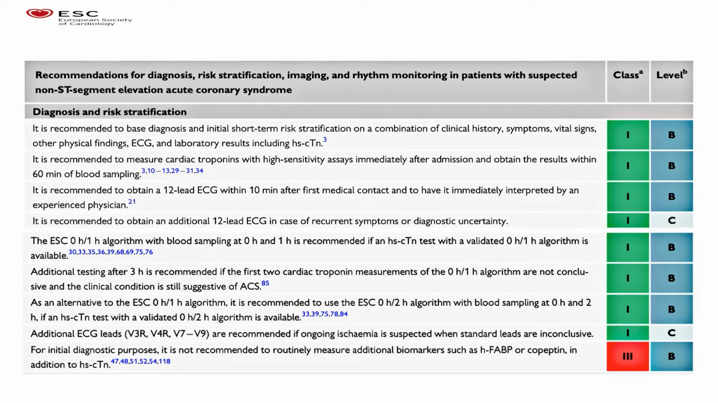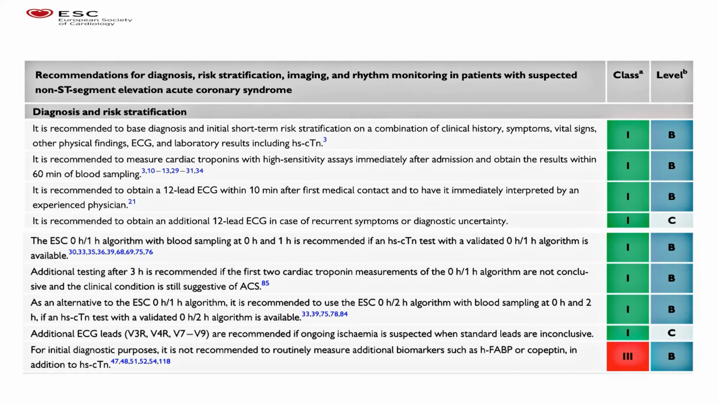The ESC 0-hour/1-hour algorithm with blood sampling at 0 hour and 1 hour is recommended if a high-sensitivity cardiac troponin test with a validated 0-hour/1-hour algorithm is available. Class 1 Level B. Additional testing after 3 hours is recommended if the first two cardiac troponin measurements of the 0-hour/1-hour algorithm are not conclusive, and the clinical condition is still suggestive of ACS.